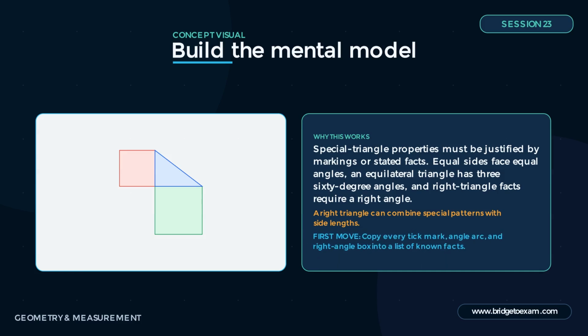First, copy every tick mark, angle arc, and right angle box into a list of known facts. Second, use equal side and equal angle relationships before substituting numbers. Third, apply the triangle angle sum, then use the Pythagorean theorem only if a right angle is established. Finally, check that the longest side lies opposite the largest angle. Do not skip the final check simply because the calculator produced a number.